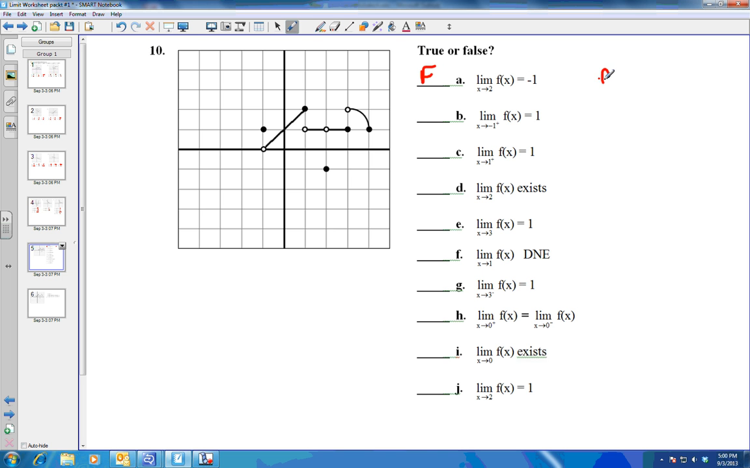Negative 1 is f of 2. So when x is 2, my y value is negative 1.